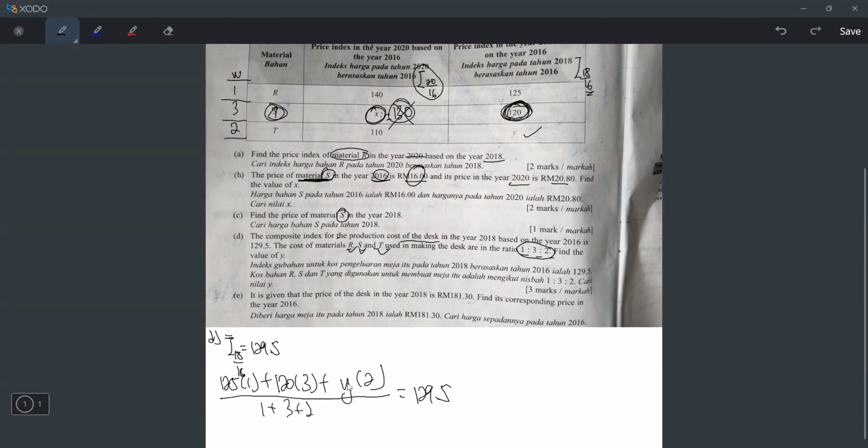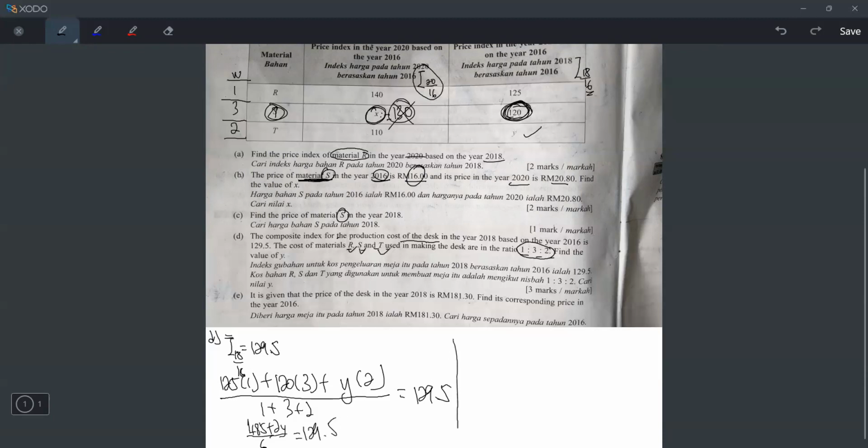Even though we don't have the Y, it's okay because we have the composite index. So later you can just shift it and get the Y. Let's continue. 1 plus 3 plus 2 is 6, because 1 plus 3 is 4, 4 plus 2 is 6. So 125 plus 120 times 3, plus that's all. So it will be 485 plus 2Y, and then over 6 equals 129.5.